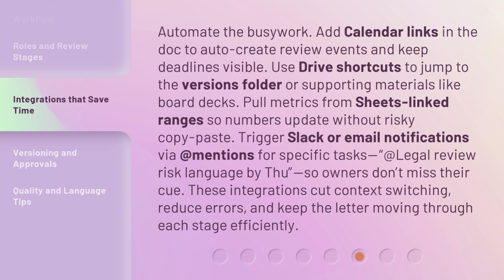Automate the busy work. Add calendar links in the doc to auto-create review events and keep deadlines visible. Use Drive shortcuts to jump to the versions folder or supporting materials like board decks. Pull metrics from Sheets linked ranges so numbers update without risky copy-paste. Trigger Slack or email notifications via @mentions for specific tasks. @legal review risk language by Thu, so owners don't miss their cue. These integrations cut context switching, reduce errors, and keep the letter moving through each stage efficiently.